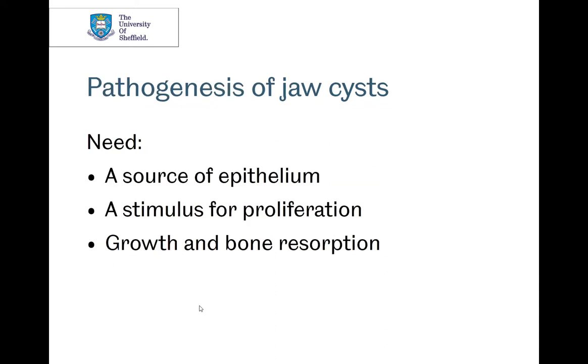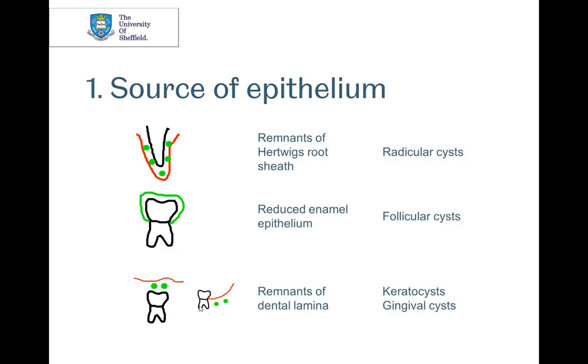So what about how they develop? Well, you need three things in order to get a cyst. The first of these, you need a source of epithelium. You need something to give you a lining. Then, given the fact you've got some epithelium, it needs to be provoked to proliferate. So that stimulus, we need to find that. And then once the cyst is established, there needs to be ongoing mechanisms to allow it to grow and to resorb the bone round about them so that it can continue to expand. So we'll deal with each of these in turn.